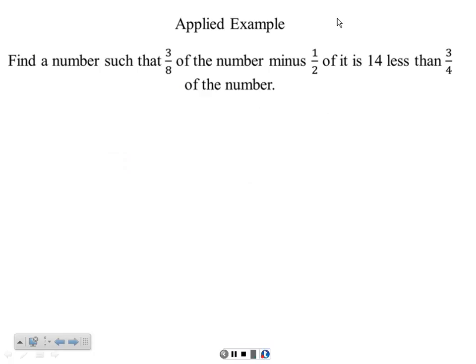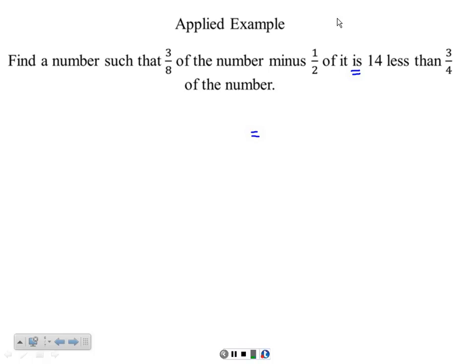Alright, here's another applied problem. So it says find a number such that 3/8 of the number minus 1/2 of it is 14 less than 3/4 of the number. So again, is our equal sign. So that's going to be the middle part of it. So anything to the left I'm going to think is the left hand side, and anything to the right is going to be on the right hand side.